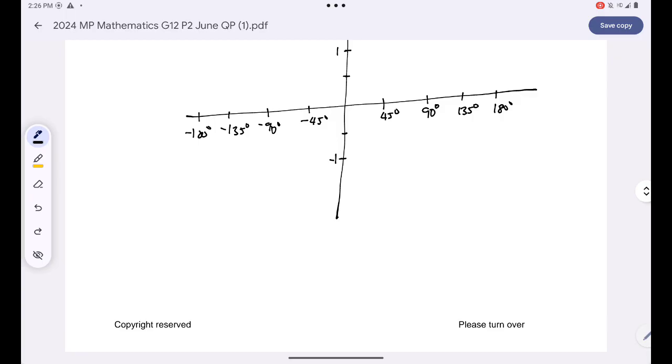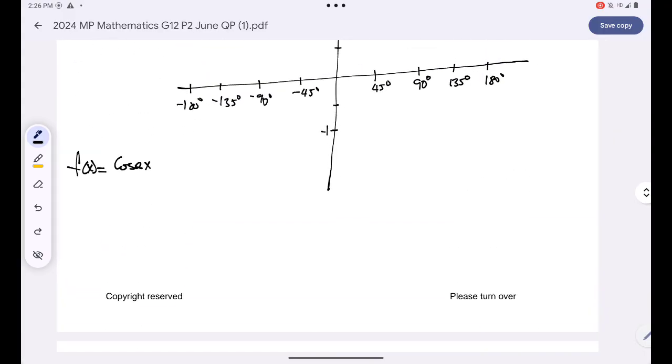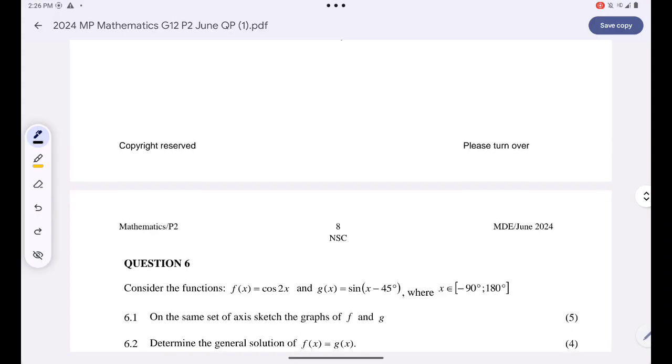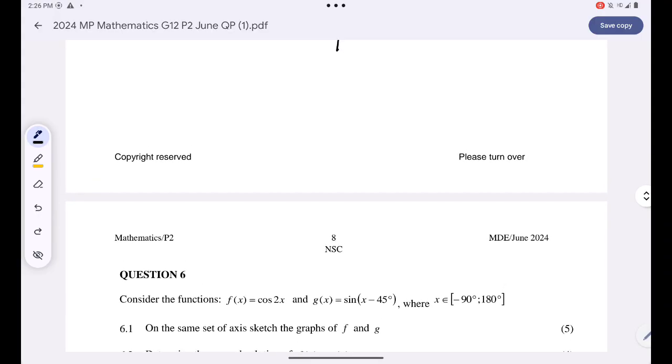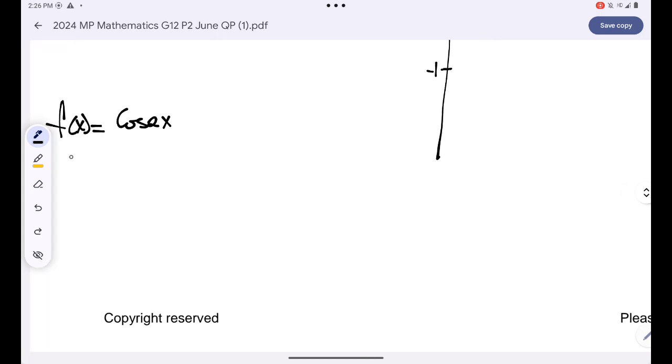For f of x, f of x is equal to cos 2x. I've created a grid over there, guys, for us to draw simply. That's cos 2x. There are steps, guys, in drawing the graph. The first step, number one, we must find the period of our graph. Period. I want to know in how many degrees I will have a complete wave of my graph.